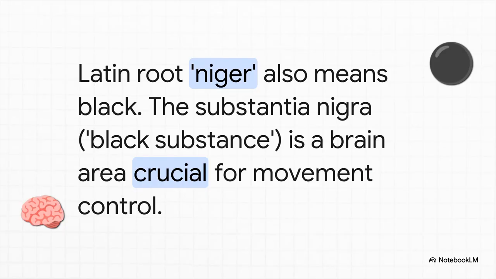Black also shows up from the Latin root niger. You'll see this most notably in the substantia nigra, which literally translates to black substance. This is a critical area deep in the brain that we know is affected in Parkinson's disease.